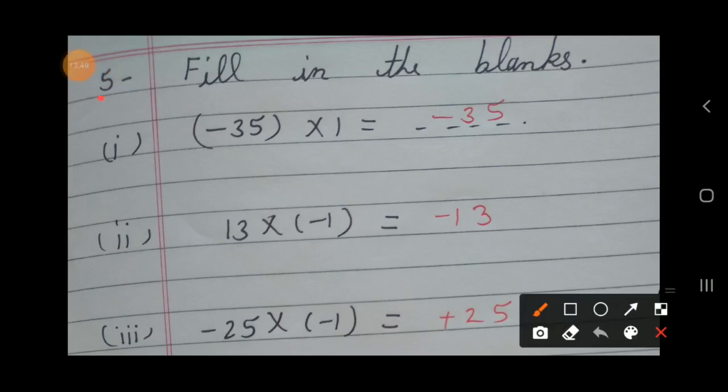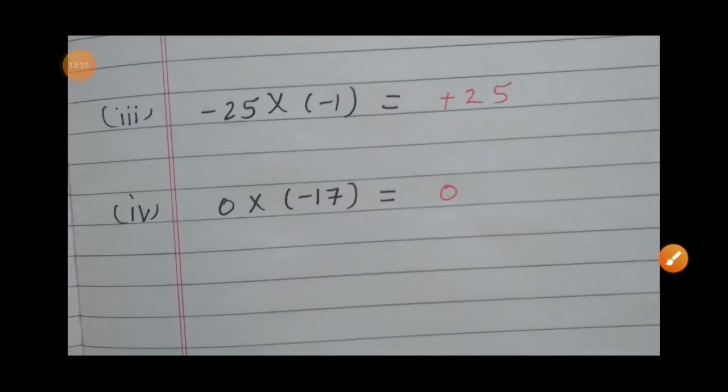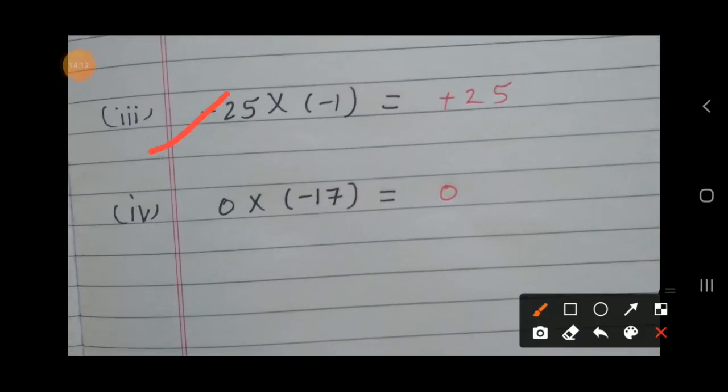5, fill in the blanks. In first part, minus 35 multiplied by 1, minus 35. Second, 13 multiplied by minus 1, minus 13. Next is third, minus 25 multiplied by minus 1, minus minus plus, 25 multiplied by 1, 25. Fourth, 0 multiplied by minus 17. If you are multiplying an integer by 0, then you will get 0.